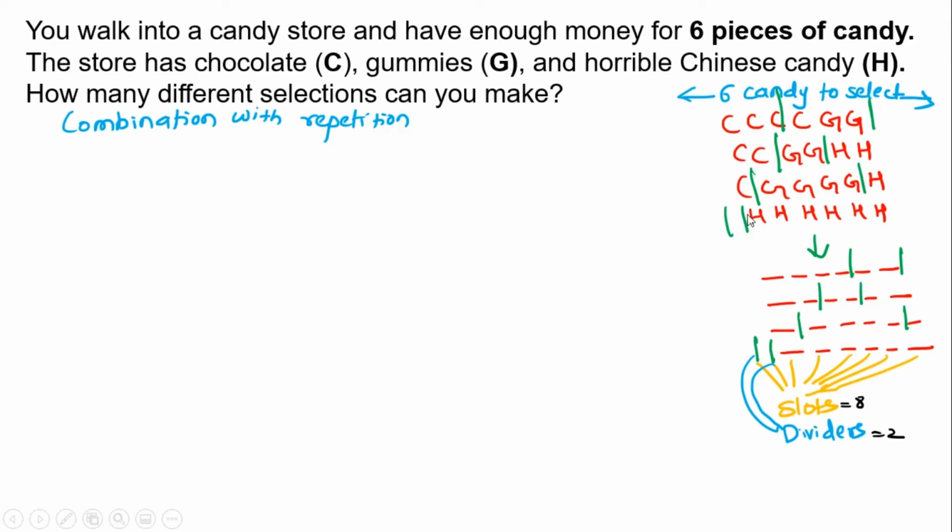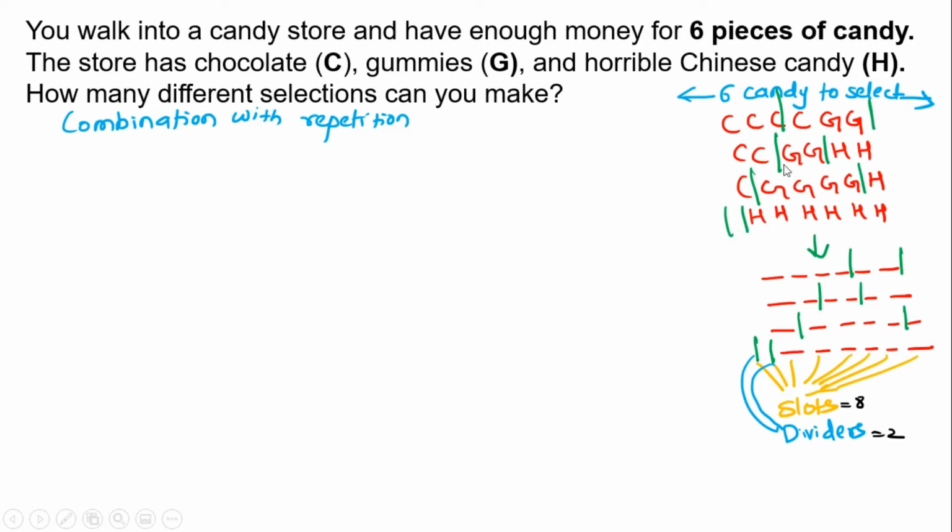Again for gummy candy, I have just kept one divider, assuming that if I were having any gummy candies, I would need to keep a divider over here. And for the horrible candy, though there is not any single candy available for chocolate and gummy, we have still kept a divider for their consideration. Their count is none.